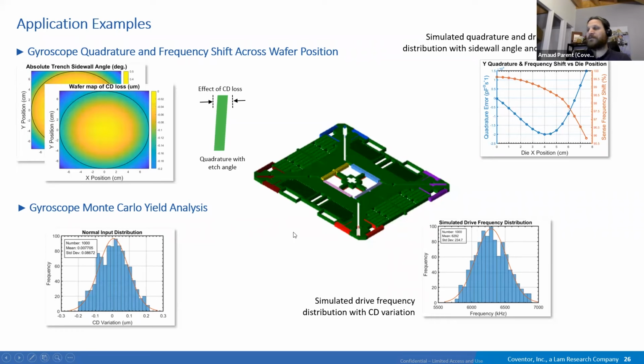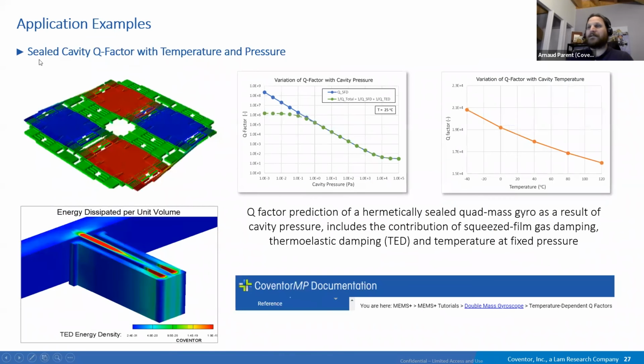So those were two examples of studying process variation, waveform map or Monte Carlo, and they are studies. So you can think of them as white papers. Some studies we did during the last release cycle. Another example here is a sealed cavity Q factor, temperature and pressure. So I'll explain.